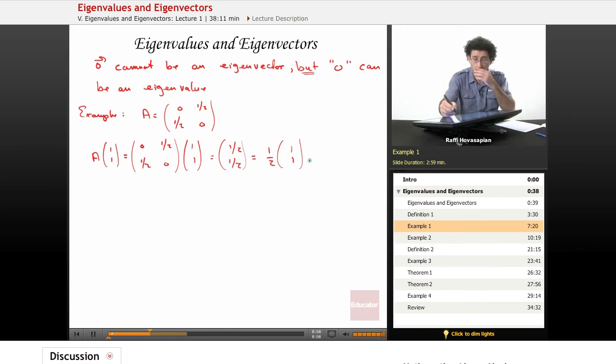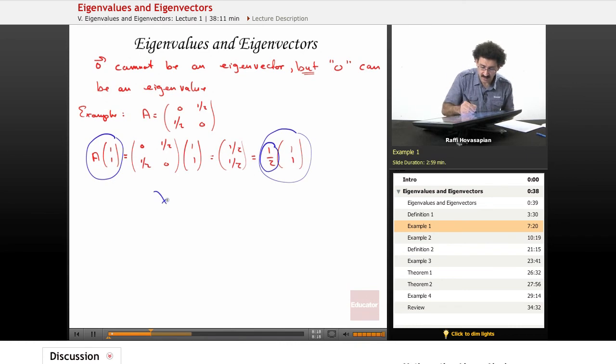Notice what I've done here. A times the vector (1, 1) is equal to 1/2 times (1, 1). My eigenvalue, lambda, equals 1/2, because that's all A did. Just simply by virtue of this multiplication, all I did was shrink it by a half. Lambda equals 1/2, and the vector (1, 1) happens to be one of the eigenvectors. Is an eigenvector, not the only eigenvector.